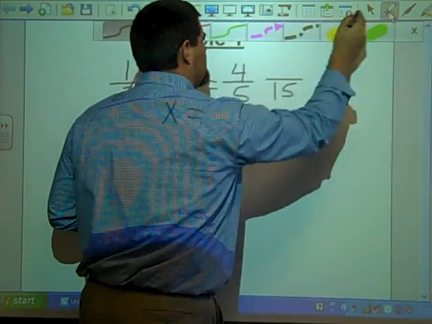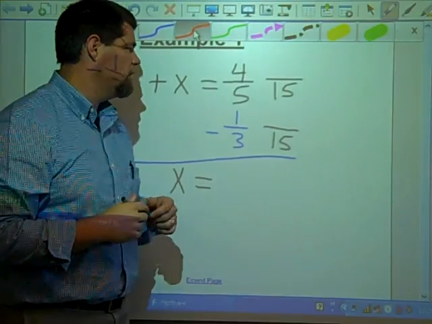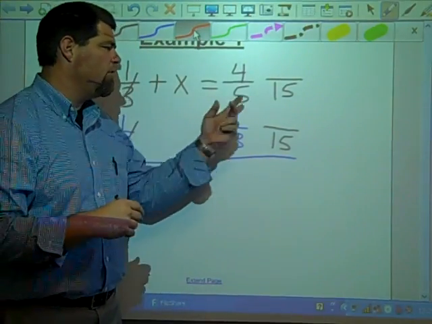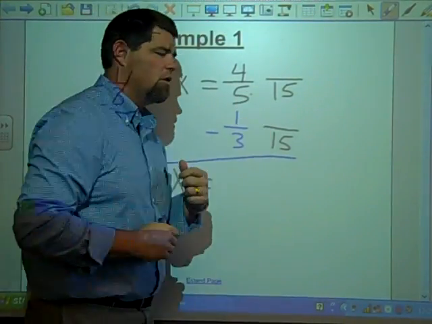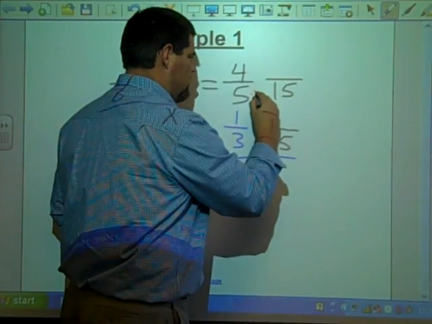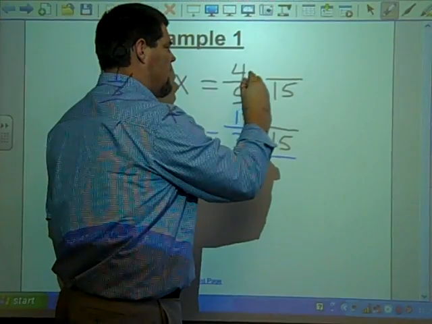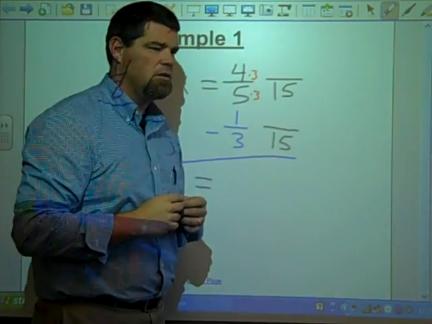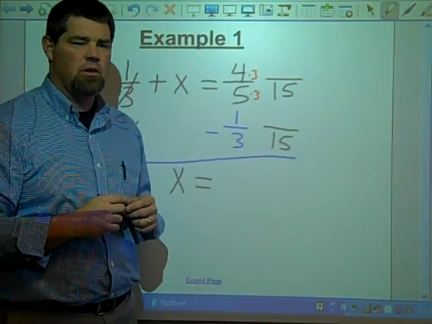Now, to find the numerator, I'm going to see 5 times what will give me 15? 3. Now, if I use 3 to multiply on the bottom, I've also got to multiply 3 to the top. So what would 4 times 3 be? 12.